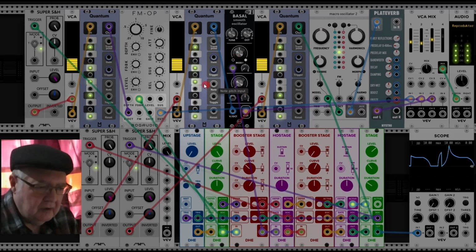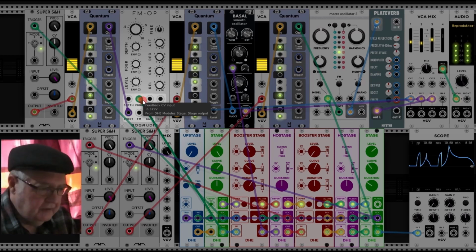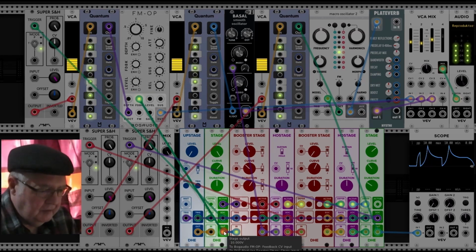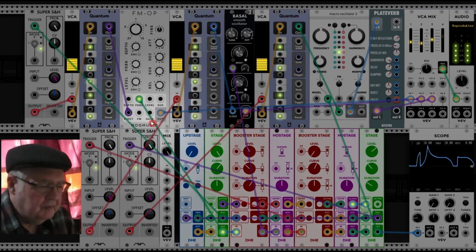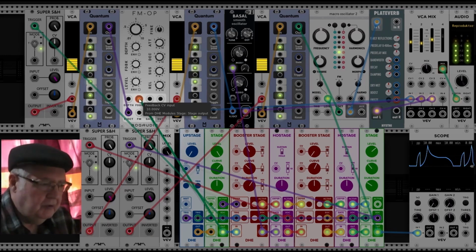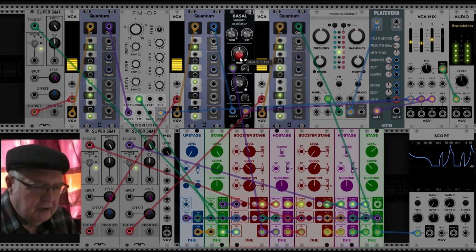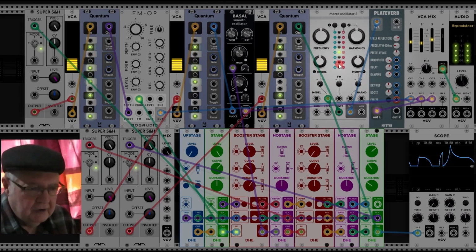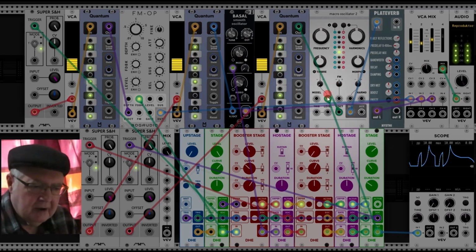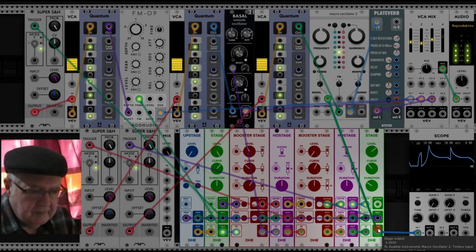I'm modulating also the timbre of all voices here. So from the first stage module, I take the modulation, the feedback modulation of the FM operator, and the timbre modulation of Bezel is the same as before, and the timbre modulation of the macro oscillator comes from the overall envelope again.